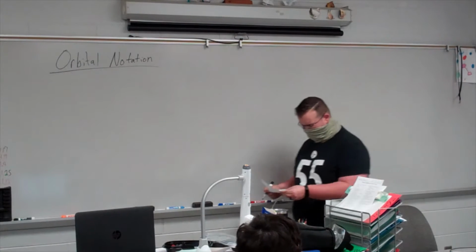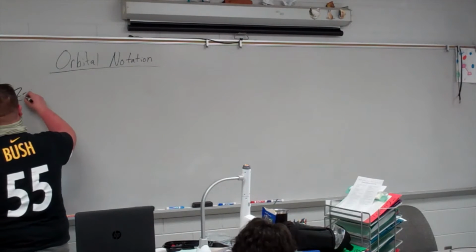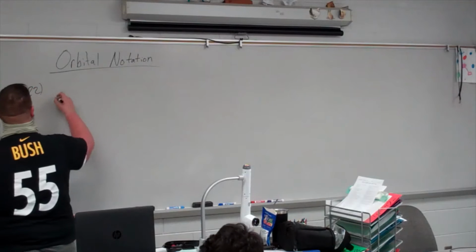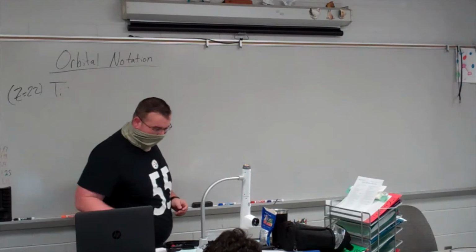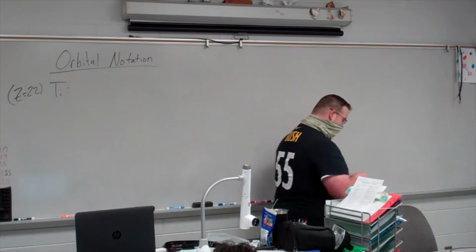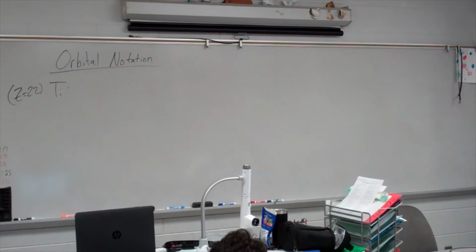What's the big one? Atomic number 22, titanium. Let you work out one, just like we've been doing. Orbital notation of titanium. You may work together, of course.